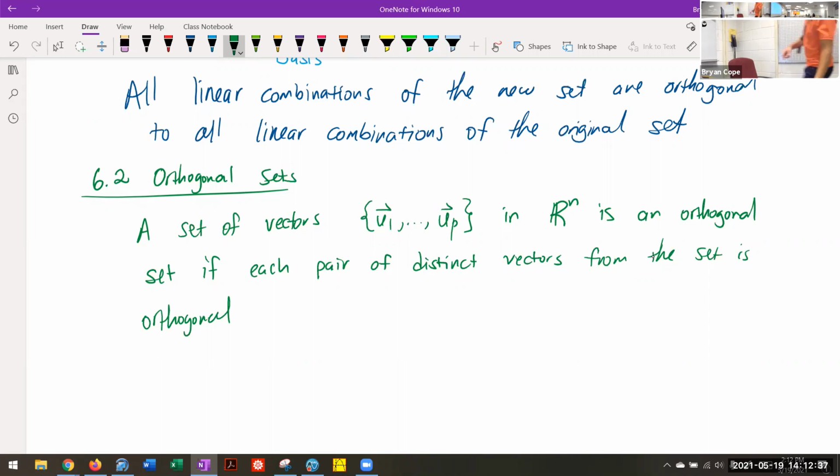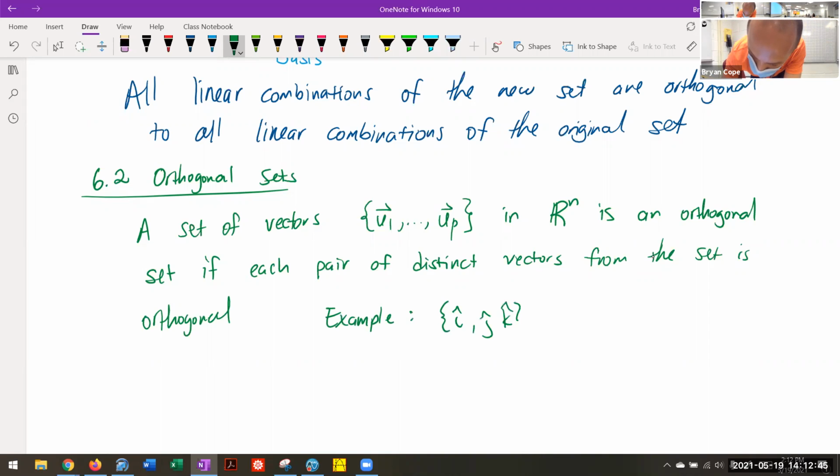So here's an example of one: the set I, J, and K in R3. Draw yourself a little picture of the 3D coordinate system. If this is the I unit vector, that's the J unit vector, and this is the K unit vector, they're all mutually orthogonal. That means that every pair is going to have a dot product of 0.